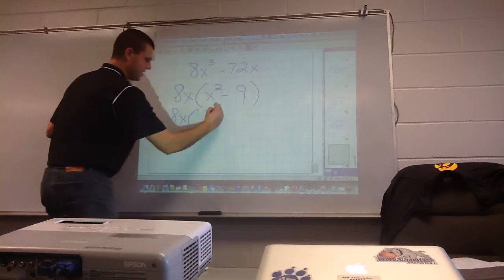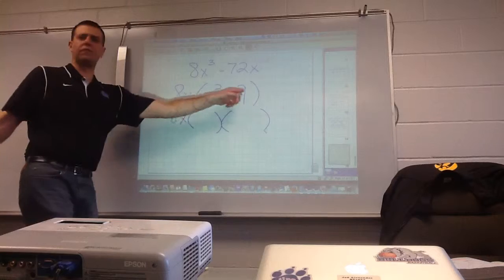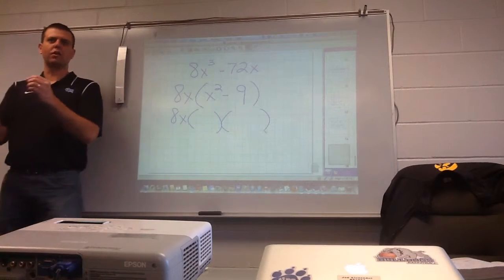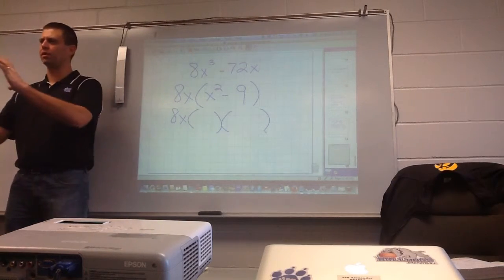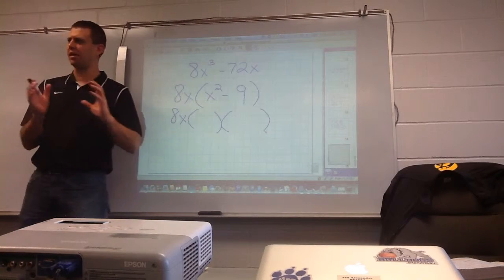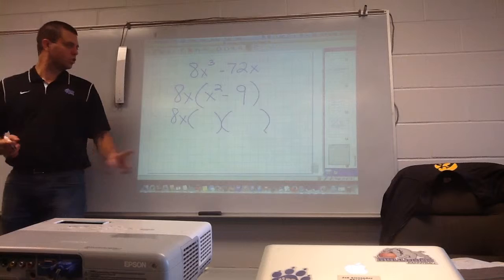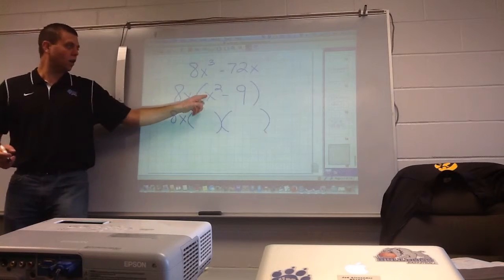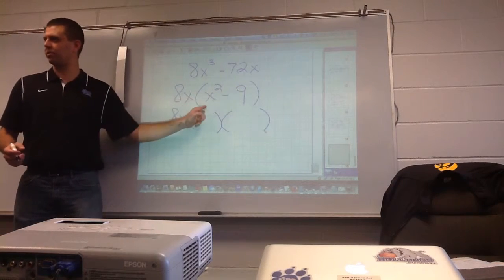He tries to mess with you. This is the difference of two squares. You know, if you had x squared minus 25, it would be x plus 5, x minus 5. If it was x squared minus 100, x plus 10, x minus 10. It only works when it's a difference of two perfect squares.